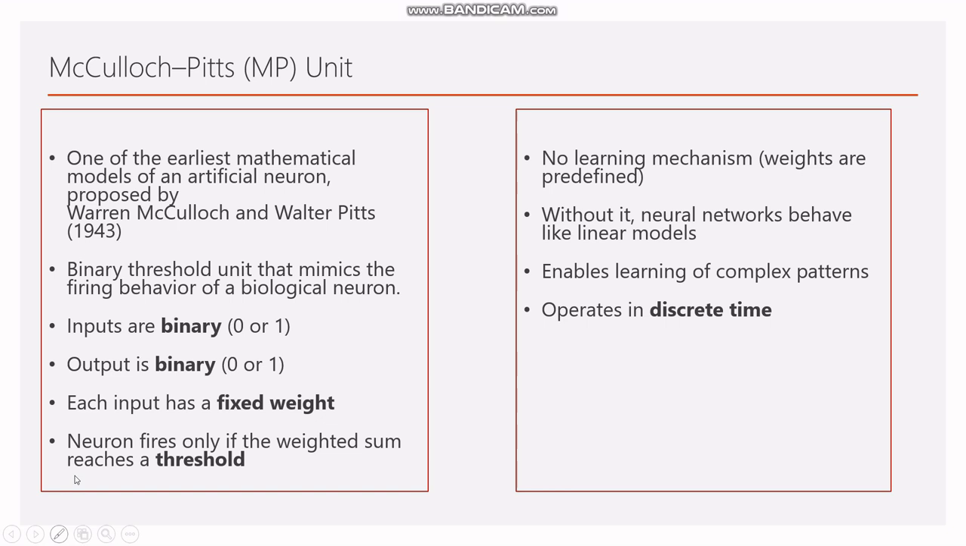Here we have only binary inputs, and the output is also binary, 0 and 1. We have a fixed weight, that is the W that we use in the formula. The neuron fires only if the weighted sum reaches a particular threshold, that is, the value is equal to or greater than the threshold. No learning mechanism is present because weights are predefined, and it operates in discrete time.